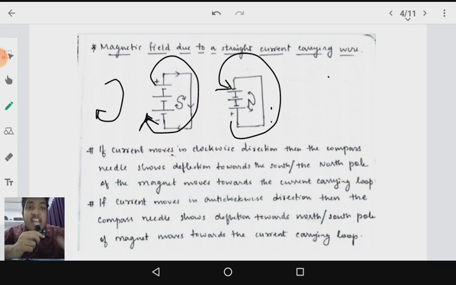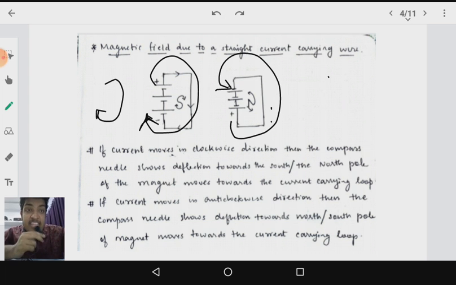So let us understand what will happen if the current flows in clockwise direction and what will happen if the current moves in anti-clockwise direction. If the current is moving in the clockwise direction, then the compass needle will show deflection towards the south, or the north pole of the magnet will move towards the current carrying loop. That means if the current is moving in the clockwise direction, then the compass will show deflection towards the south pole. It will show deflection towards the south end of the magnetic needle. So that is why I have represented this symbol over here.